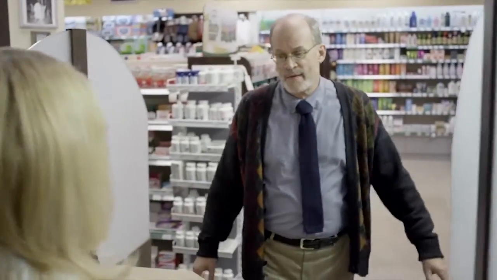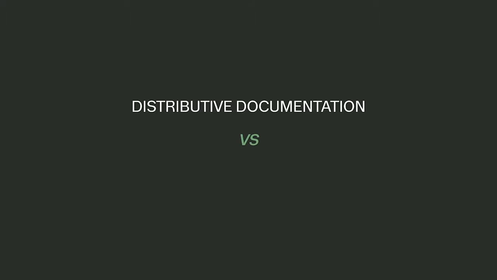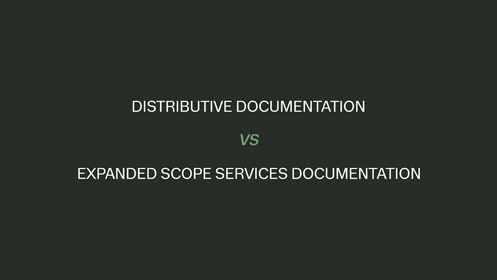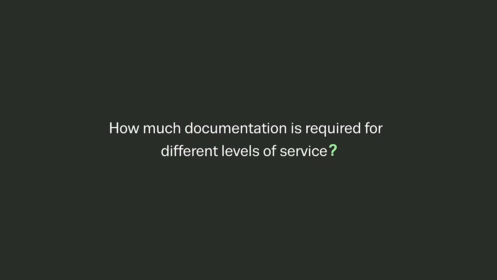Mr. Brown, the pharmacy's closed until 10 o'clock tomorrow morning. This situation requires good history taking and extensive documentation. It also requires follow-up. Before looking at how to proceed in a situation like this, ask yourself these questions. What are some key differences between distributive documentation and expanded scope services documentation, which is often shared with other healthcare professionals? When should the pharmacist communicate the provision of expanded scope services to other healthcare professionals? And how much documentation is required for different levels of service?